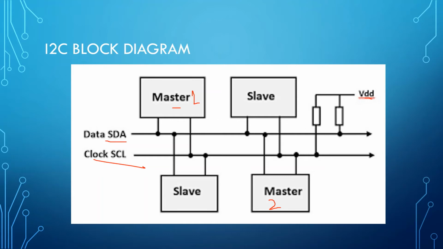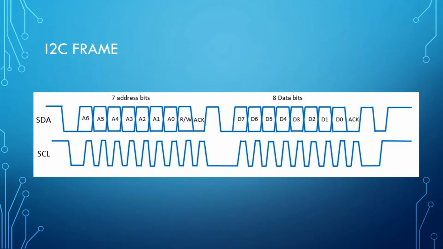When one master uses the data line to send data to a slave, it will pull down that line while it is transferring data. After the transmission is complete, it will release the line to pull up, meaning VDD. This way master 2 knows that master 1 has finished its operation and master 2 can use the serial data lines. Next, this is the I2C frame structure.